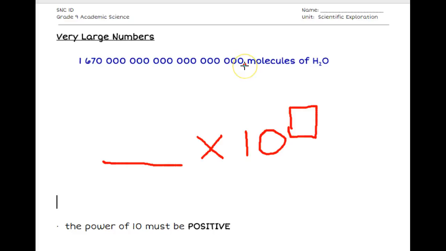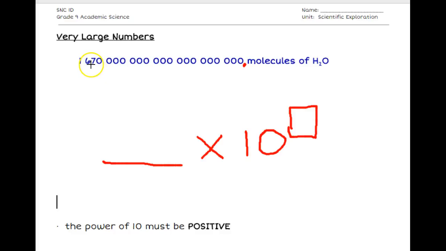So let's count back. When I look over here, I know that I need to get a value in the first spot, my number written in scientific notation, that is between 1 and less than 10. So I'm going to move my decimal place. I'm going to skip all these zeros. And I don't want my decimal place here because then I end up with 167. And that does not follow the rule.